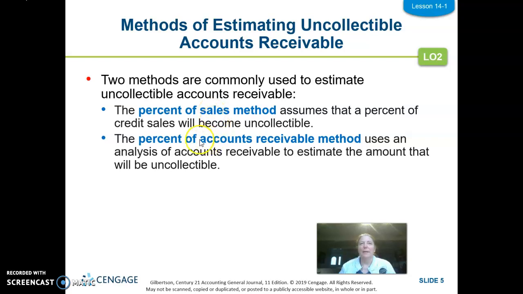And then there's the percent of AR method, which uses an analysis of accounts receivable to estimate it. And this analysis is called the aging method. You're going to see me and people out in the industry call it the aging method typically. This is the most common method used. It's the only one I ever saw a client use. We never use percent of sales. So most companies use this method.